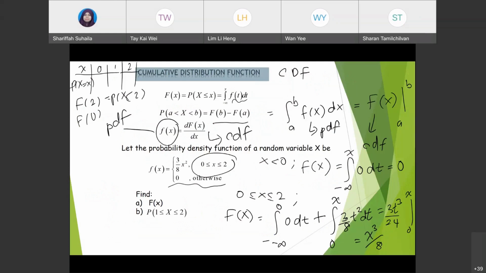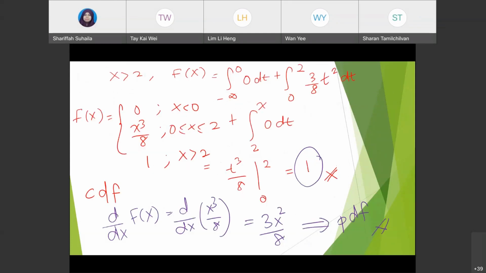There is a reason why we do not integrate from 0 up to 2 here. If you integrate 0 up to 2, you get 1, and if we differentiate 1, we get 0. But our small f(x) is 3 over 8 x squared. So we need a function in terms of x. That is why we integrate from 0 up to x, and you get x cubed over 8. If you differentiate this, you get back your PDF. So the last one, x greater than 2, is 1.